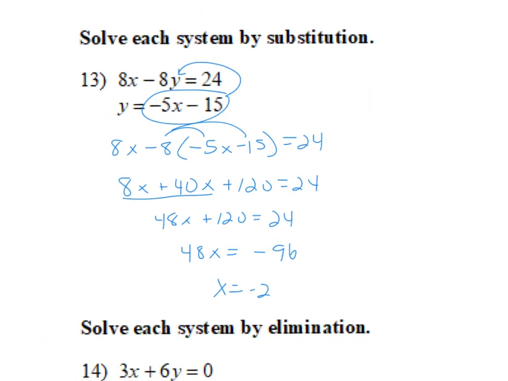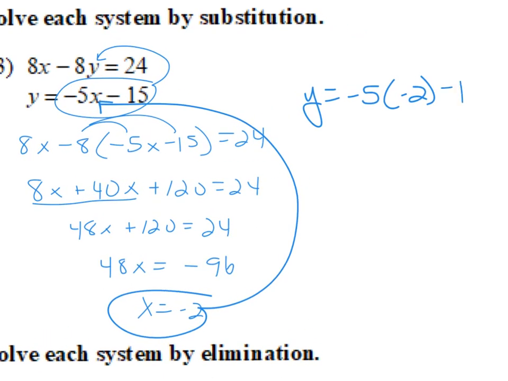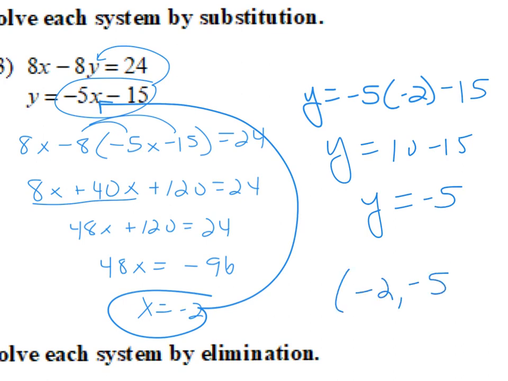Okay, now when you got that, remember, we got to then take this and plug this back in. So y equals negative 5 times negative 2 minus 15. So I end up with 10 minus 15, or y equals negative 5. So your coordinate point is negative 2, negative 5.